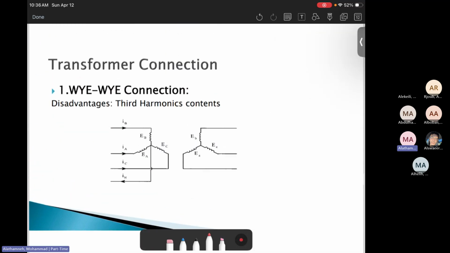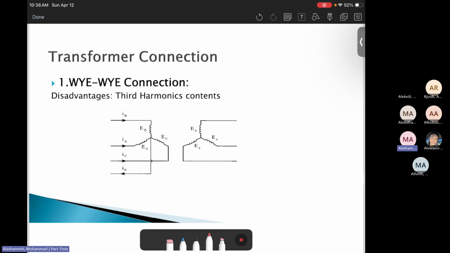Okay. Now let's talk about the transformer connection. We already mentioned the transformer connection before. It can be Y to Y, Y to delta, and we mentioned that for Y to delta there will be a phase shift of 30 degrees or a multiple of 30 degrees. So when we look at the Y to Y connection, the disadvantage of the Y to Y connection is the third harmonics content.